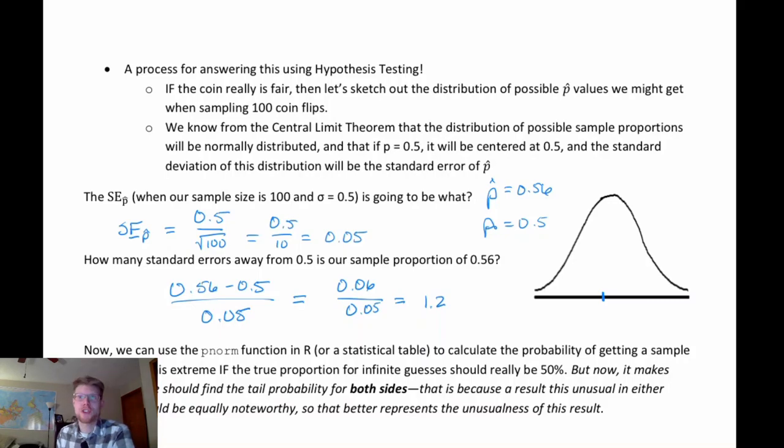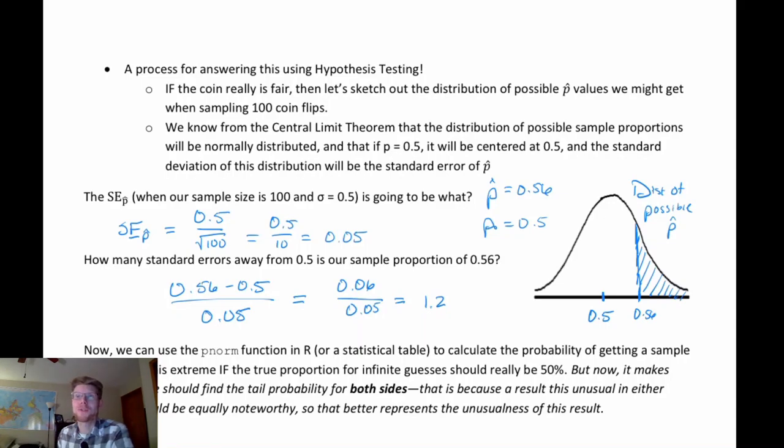So then my distribution of possible p-hats should be centered at the true parameter of 0.5 if this coin is fair. I observed a value of about 0.56, which is about 1.2 standard errors away. And I'm asking this question of how unusual is this? And I can use the normal distribution to approximate how often I should see values this far or farther away. So basically, I'm looking for this area right over here. How often would I expect to get p-hats this far or farther from 0.5 if it's really the parameter?